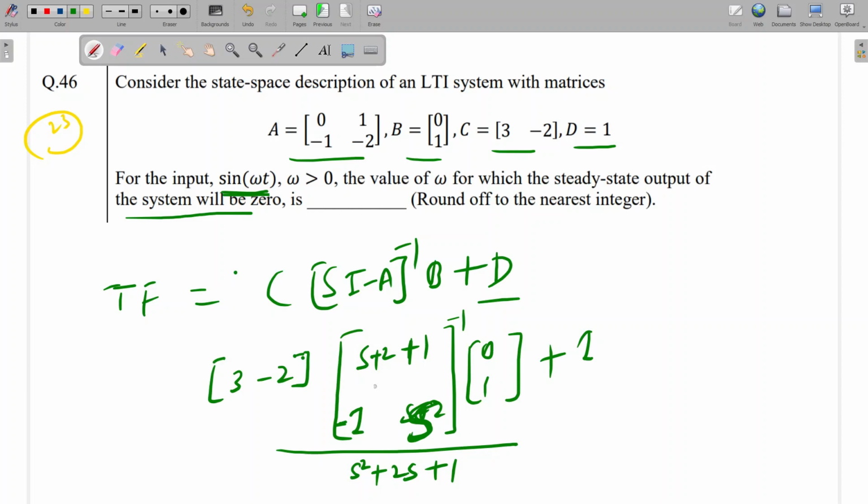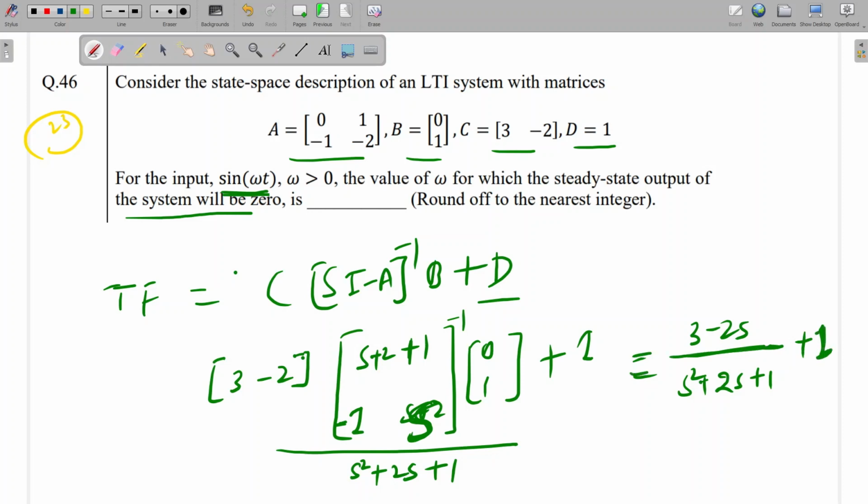So what will be the first term? See, here it will be two terms, this multiplied by this and this multiplied by this. But the first term will multiply with 0, so we should care for the second term only. So that will be 3 minus 2s. So that is equal to (3 minus 2s) divided by s square plus 2s plus 1, plus 1. Correct?